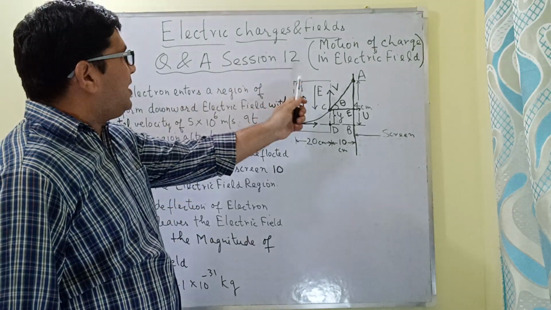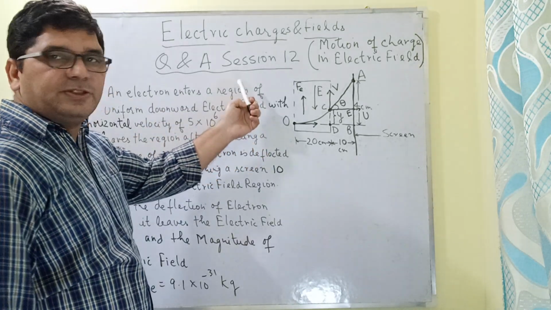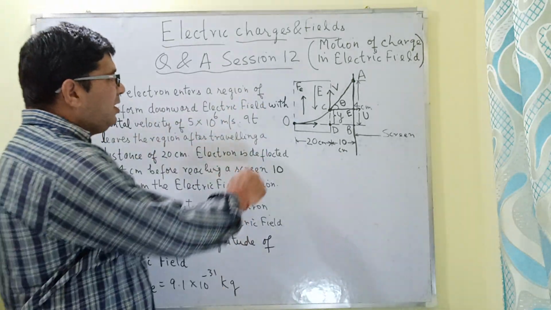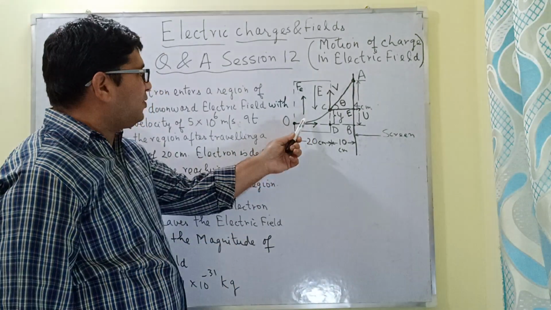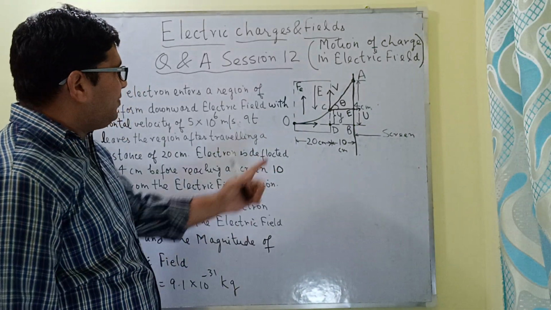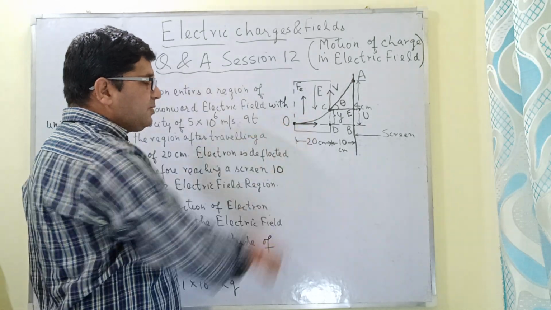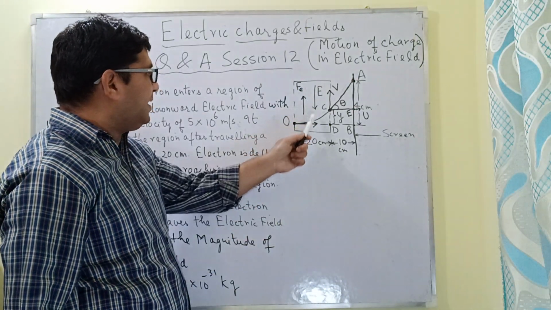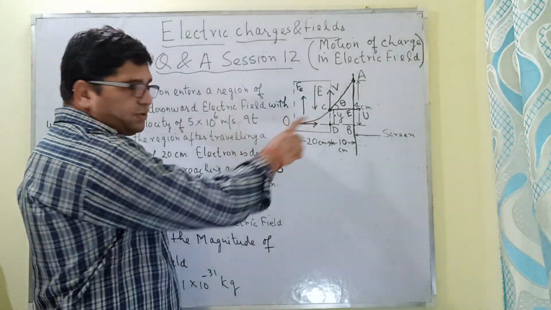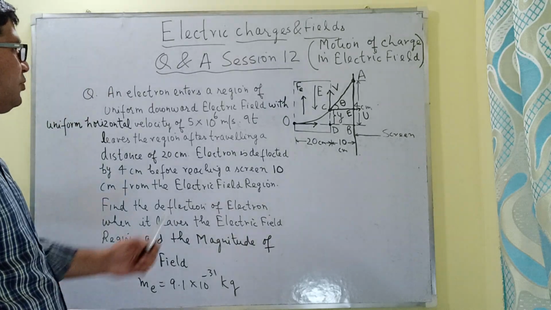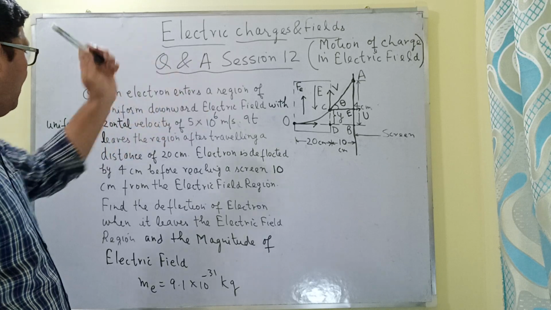The topic is motion of charge in an electric field, and this session is in continuation of session number 11, in which we have studied the deflection of a charge when it moves under the influence of an electric field. In the previous session, we derived the equation for the deflection of a charge moving in an electric field whose direction was perpendicular to the direction of motion of the charge. Based on that session, I have taken this question for session number 12.